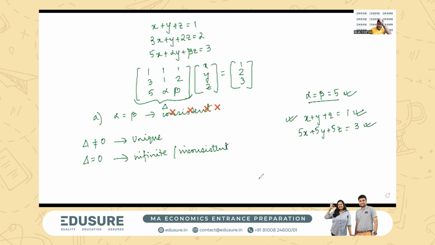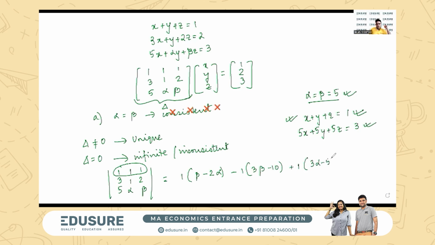Okay, fair enough. So when is delta equal to 0? The determinant with rows 1, 3, 5; 1, 1, alpha; 1, 2, beta. I can simply expand by the first row: 1 times (beta minus 2 alpha) minus 3 times (beta minus 10) plus 5 times (2 minus 1)... This is equal to 0. This being equal to 0 will basically mean that the system does not have a unique solution. It's either infinite or inconsistent.